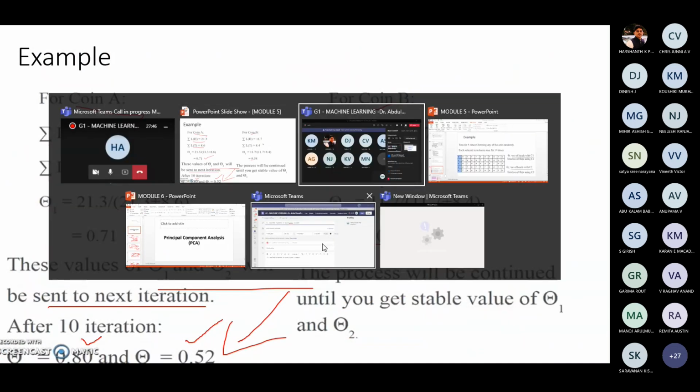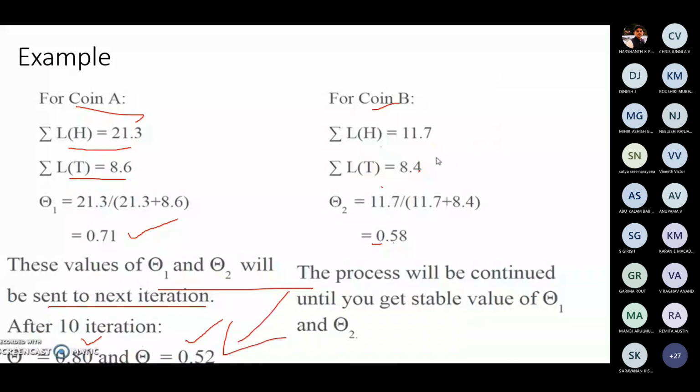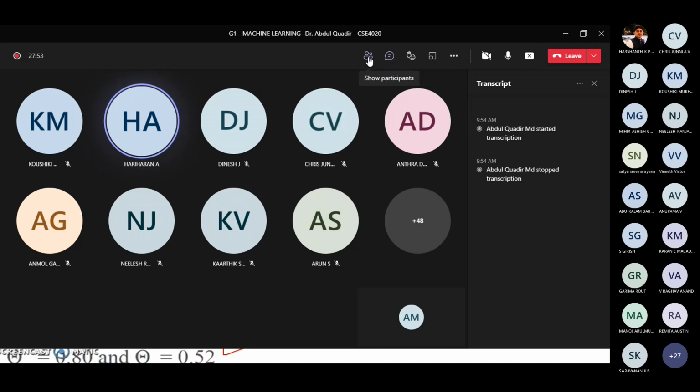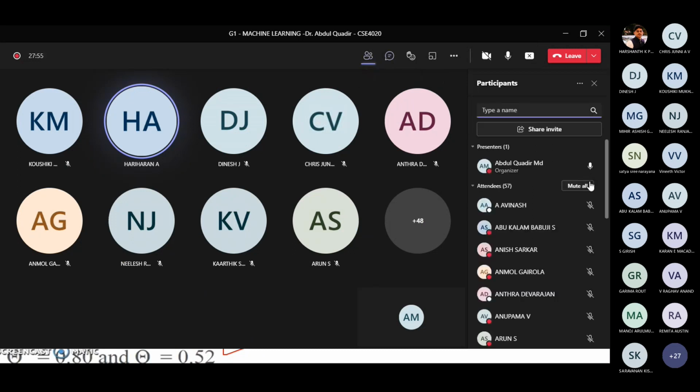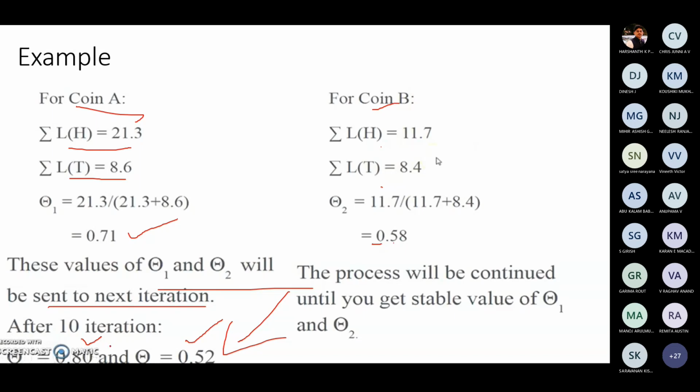Clear, students? Is it clear to everybody? Can you see, students?